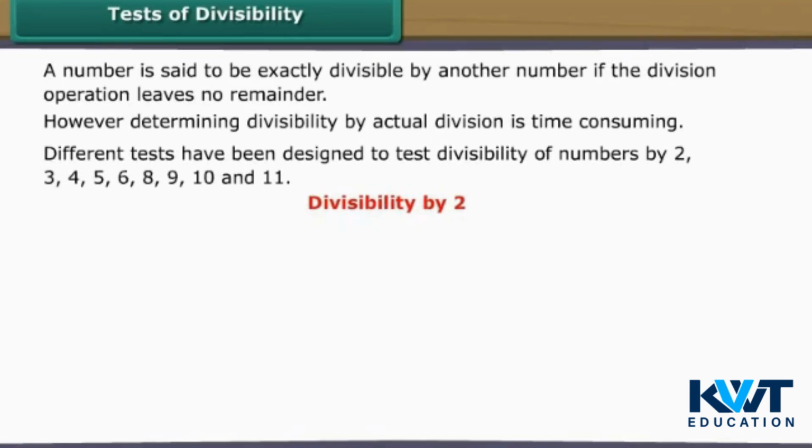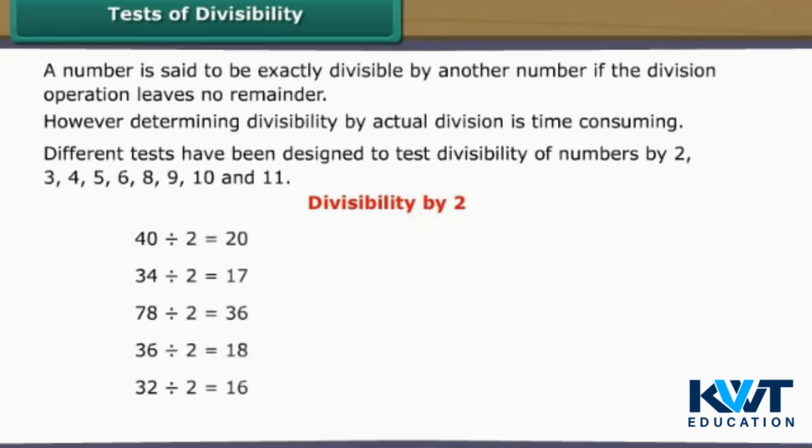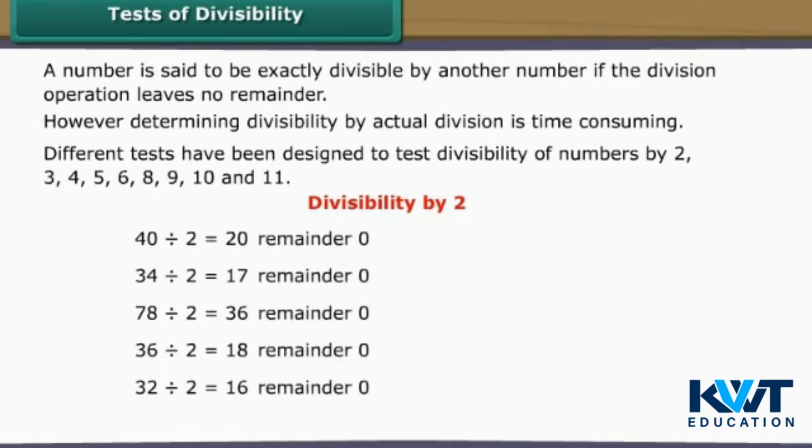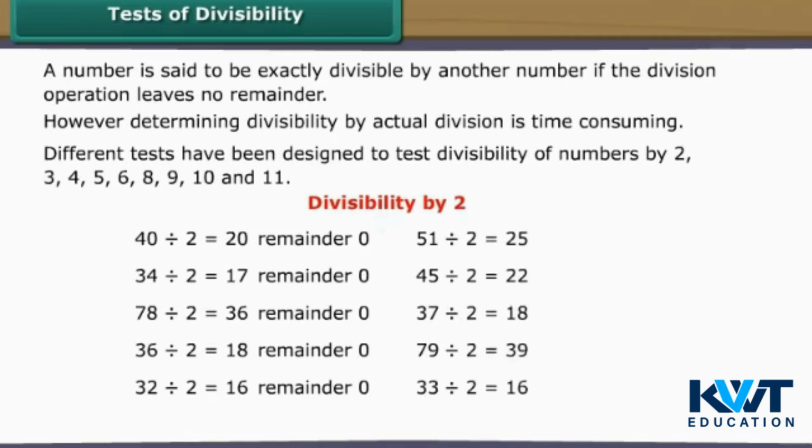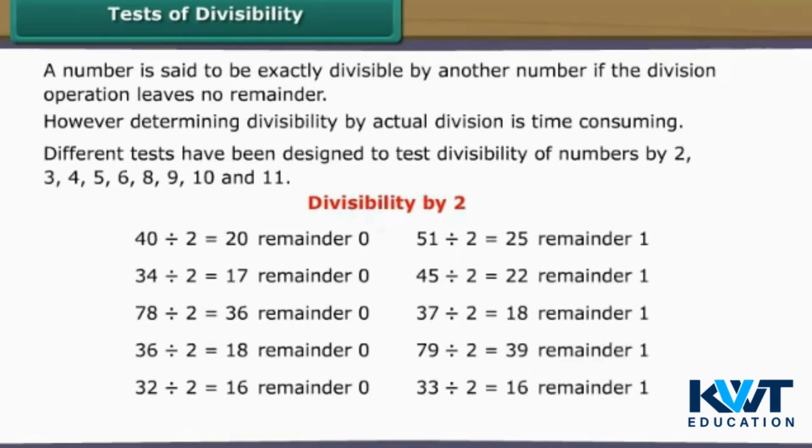Consider some numbers: 40, 34, 78, 36, 32. Let us divide them by 2. 2 divides them all exactly, leaving no remainder. Consider some more numbers: 51, 45, 37, 79, 33. Let us divide them by 2. 2 does not divide them exactly. It leaves a remainder of 1 in all cases.